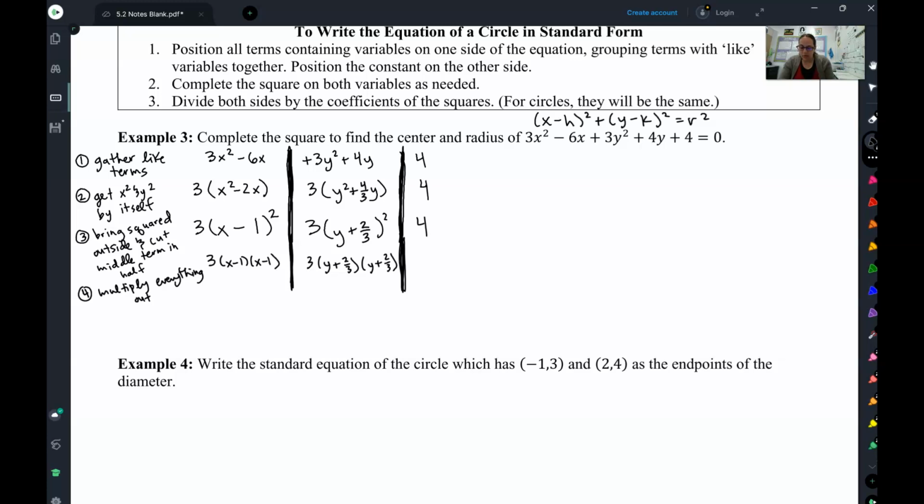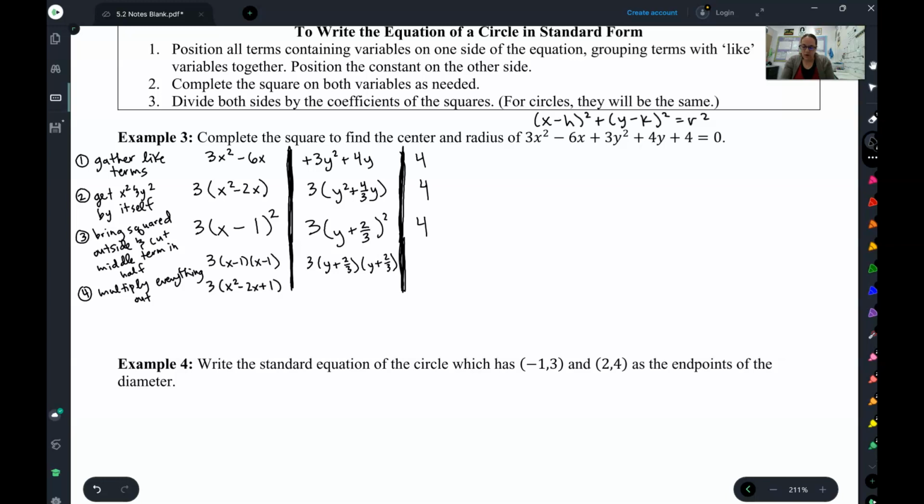Now, you can distribute the 3 into here first, get 3x minus 3, and then you can distribute those together. Or you can distribute the (x minus 1)'s together and put the 3 in at the end. Either way, you should get the same answer. I personally like to distribute these first and then put the 3 in at the end, but you really can do it either way.